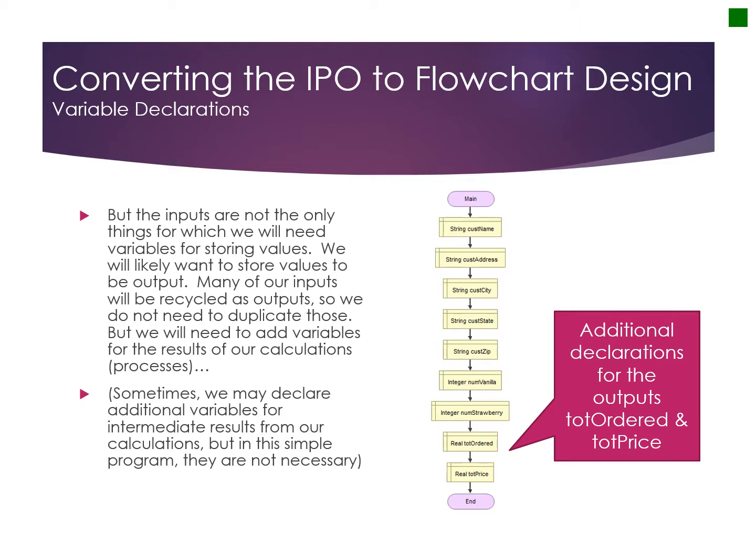Note that in our flowchart here, variables totOrdered and totPrice have been added. In the Flowgorithm tool that we're using, all non-integer, non-whole number numeric values are referred to as real. In the Visual Basic language, those would be decimal, double, or floating point values.